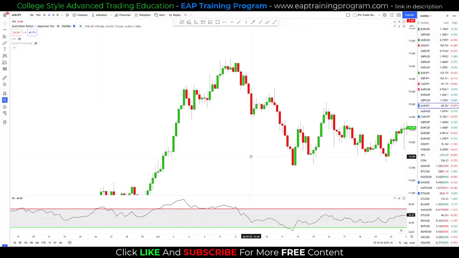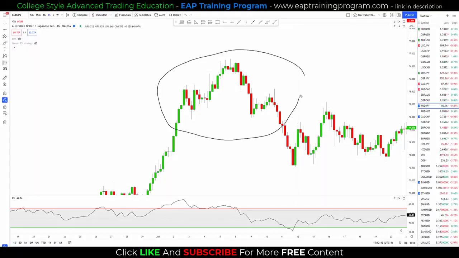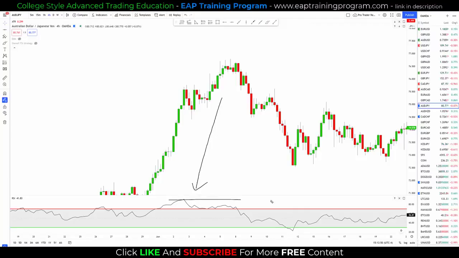Okay, here we are on the 4-hour chart of the Aussie yen. I want you to see if you can spot the head and shoulders pattern here. Hopefully you were able to. It is right here. Quite easy to see this one. It's nearly a perfect head and shoulders pattern. And is our other condition met that we've already talked about? Did price go into the overbought area of the RSI while creating this head and shoulders pattern?